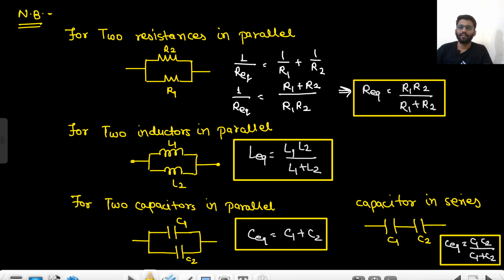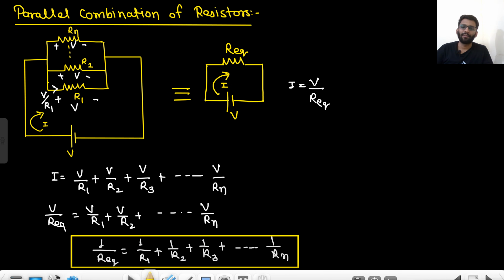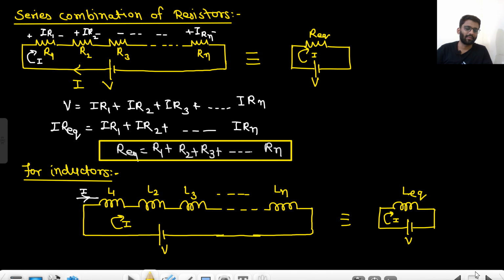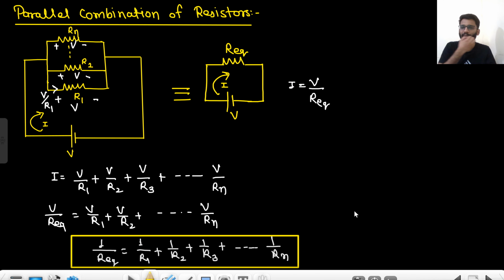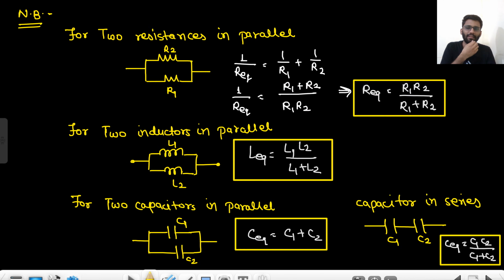Let's see again. Okay, this was the very basic thing about equivalent resistance and capacitance that we already know, that for series R1 plus R2 plus R3, for inductance it is L1 plus L2 plus L3, and for capacitor it is 1 by C1, 1 by C2, and for parallel this is the formula. Okay, these are the basic things.